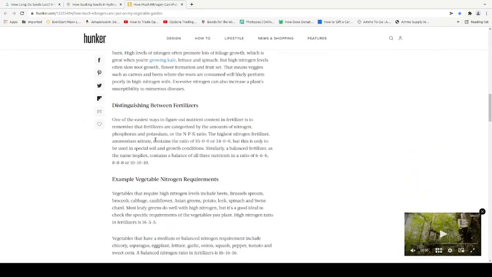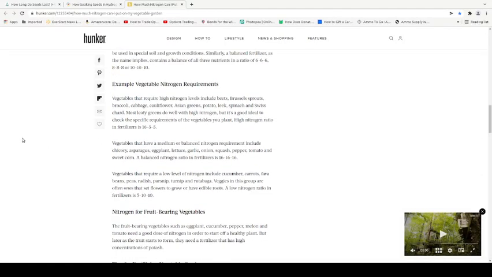Distinguishing fertilizers. They have three numbers on there. See this 33-0-0? That would mean it has 33 nitrogen, 0 phosphate, and 0 potassium. So what these numbers mean is NPK: nitrogen, phosphate, potassium. That's the levels that are in the fertilizers you buy in the store. So 6-6-6 would be 6 nitrogen, 6 phosphate, and 6 potassium. So when you read that box, that's going to tell you how to do it.